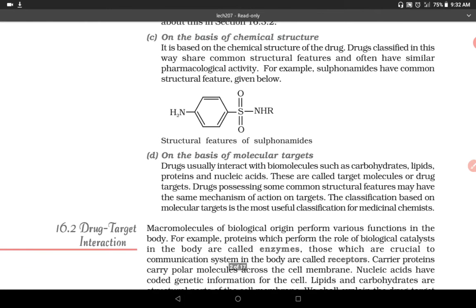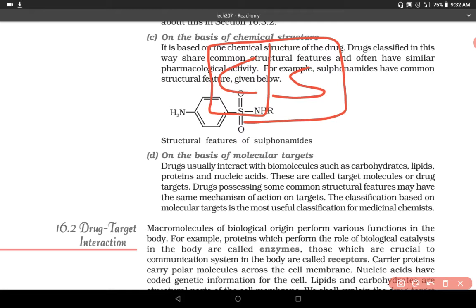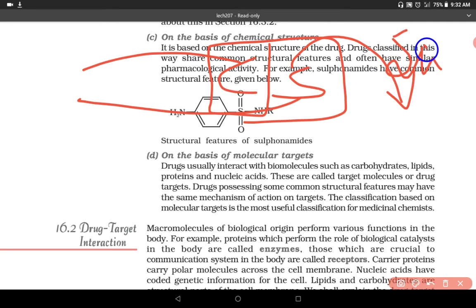CS. Who is CS? In the Kannada film industry, there is a person named Shetty, so you can remember the name that way also. CS, what is CS? Chemical structure. On this chemical structure, what is the important structural feature of sulfonamide?